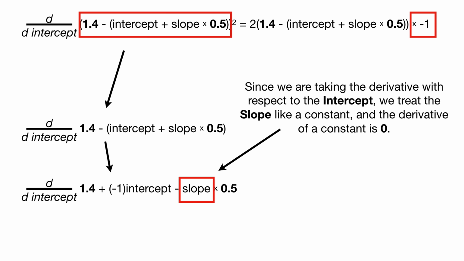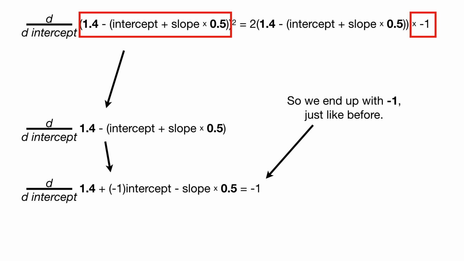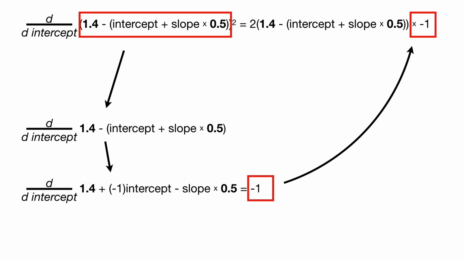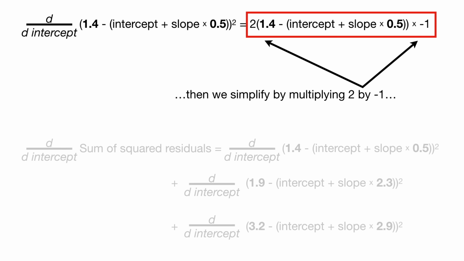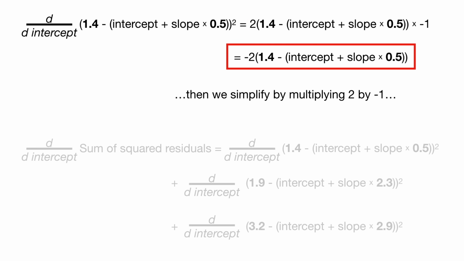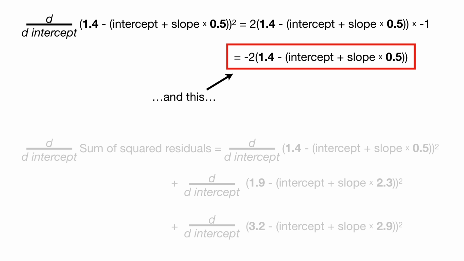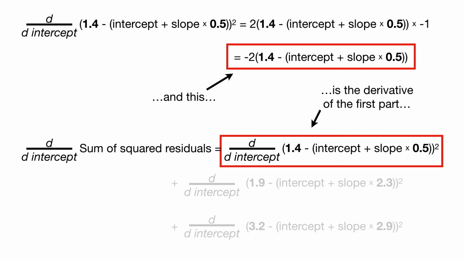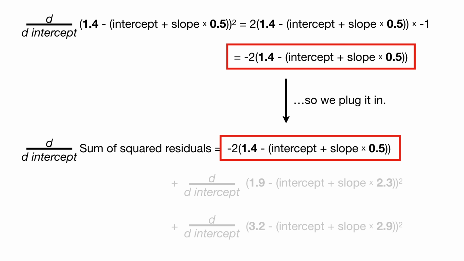Since we are taking the derivative with respect to the intercept, we treat the slope like a constant, and the derivative of a constant is 0. So we end up with -1, just like before. Then we simplify by multiplying 2 by -1. And this is the derivative of the first part. So we plug it in.